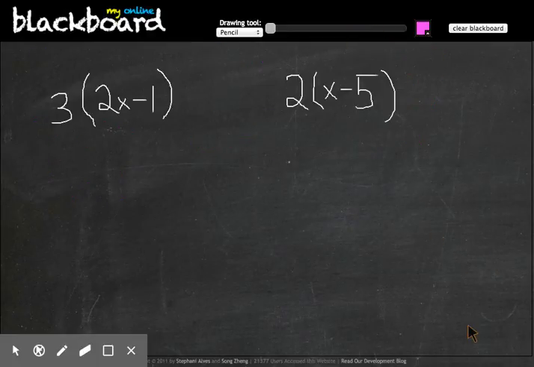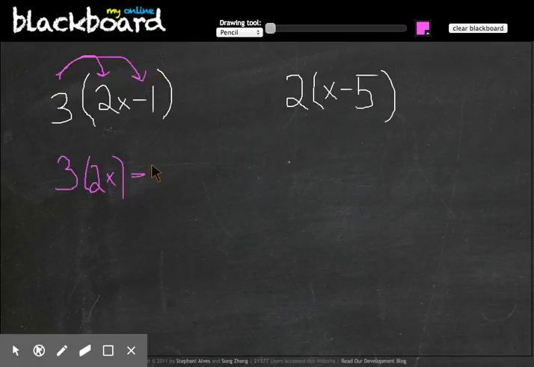We're going to do 2 more examples. So for this one, we're distributing the 3 inside of the parentheses. So I'm going to have 3 times 2x. What sign am I going to have? Subtraction. And then 3 times 1. 3 times 2x is 6x minus 3 times 1, which is 3.